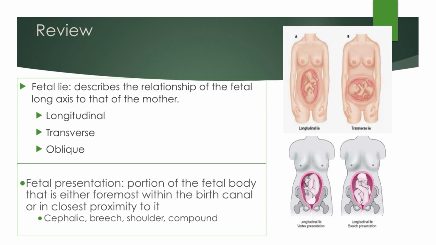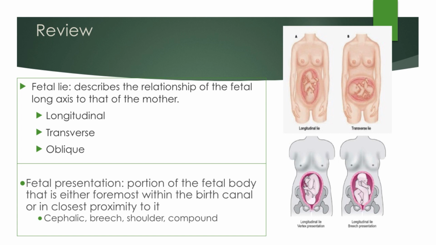So first off, we have fetal lie. Fetal lie describes the relationship of the fetal long axis to that of the mother. So we have the longitudinal lie, the transverse lie, and the oblique lie. If you see in the picture above, letter A is the longitudinal lie because the fetal axis is along the long axis of the mother. And the picture for letter B, on the right side, is the transverse lie because the fetal axis is at right angles with the maternal axis.